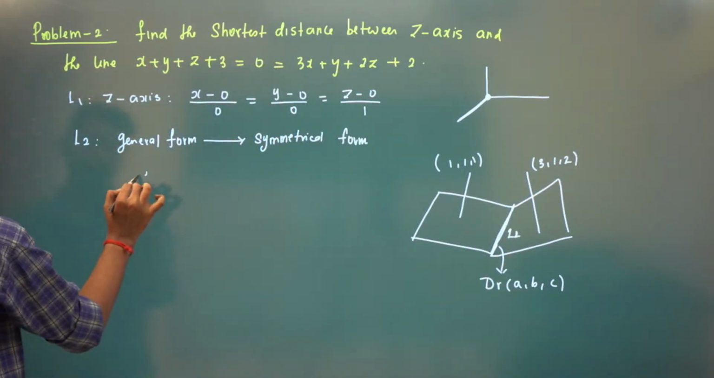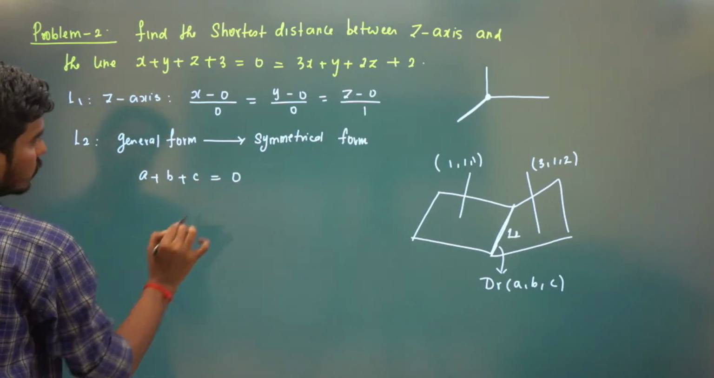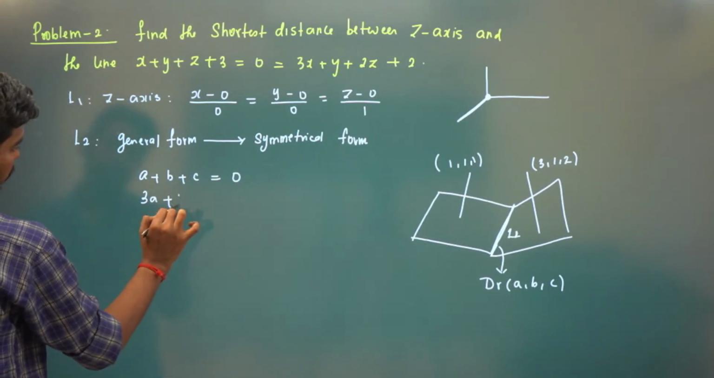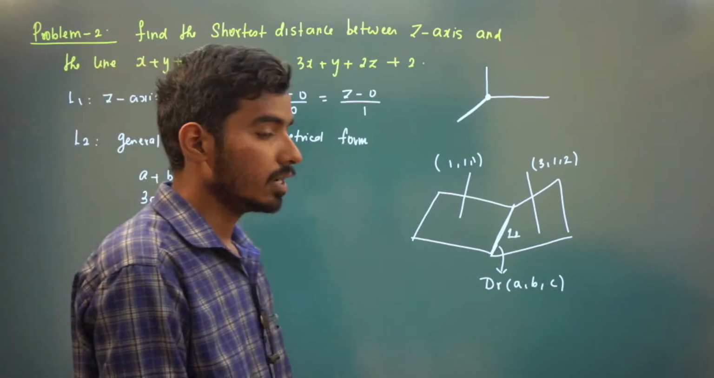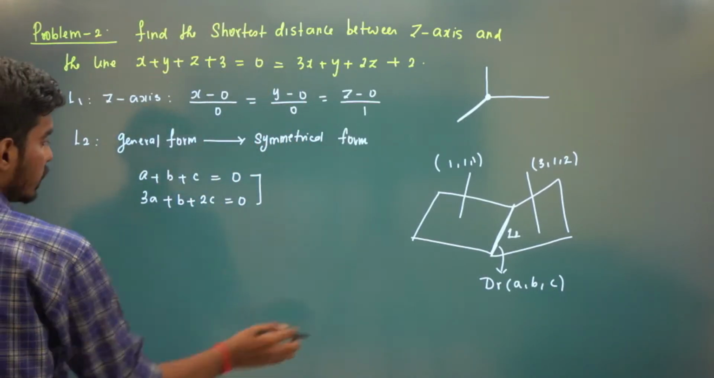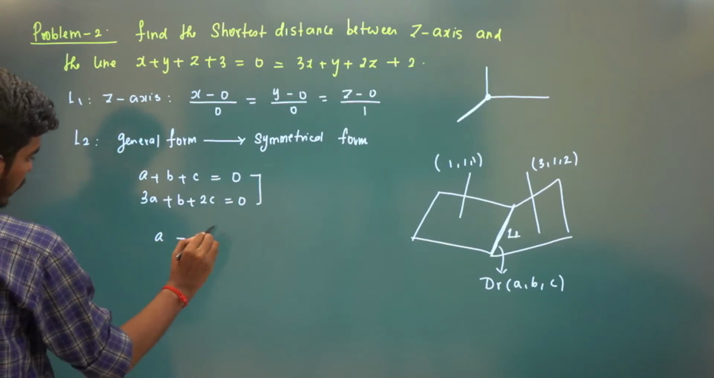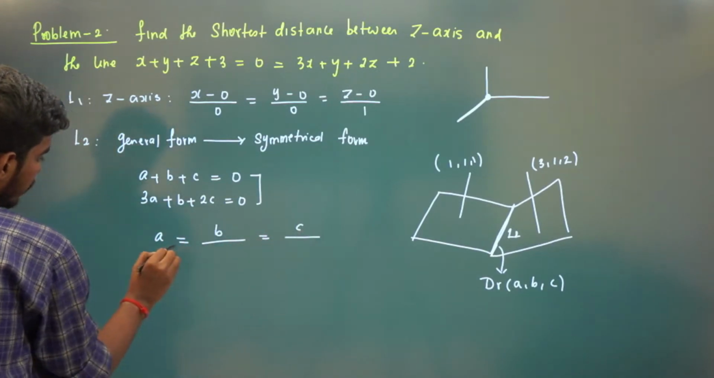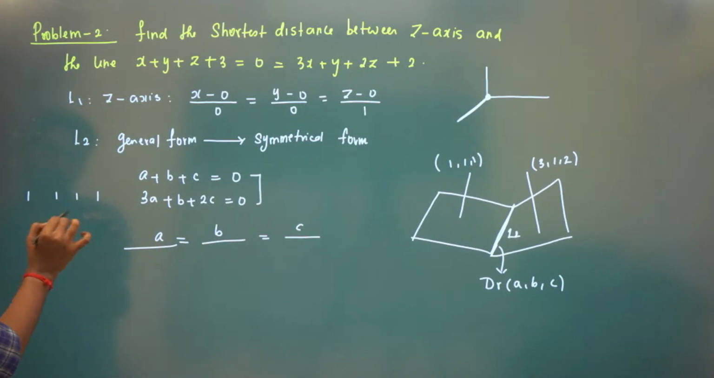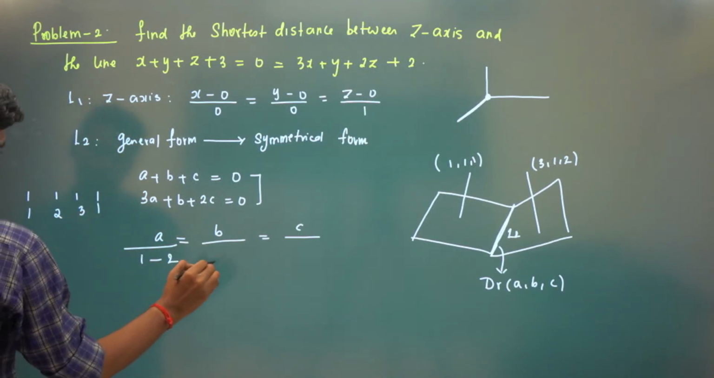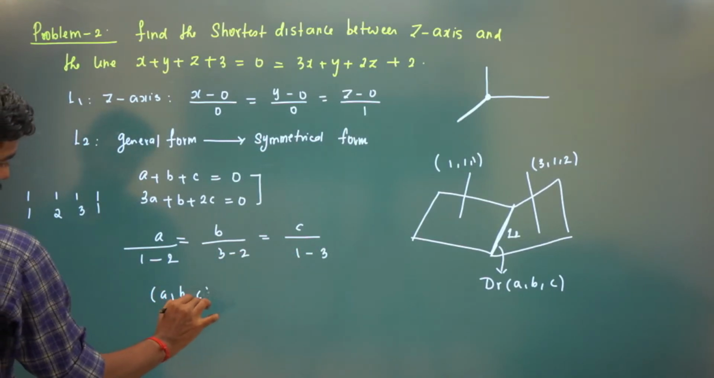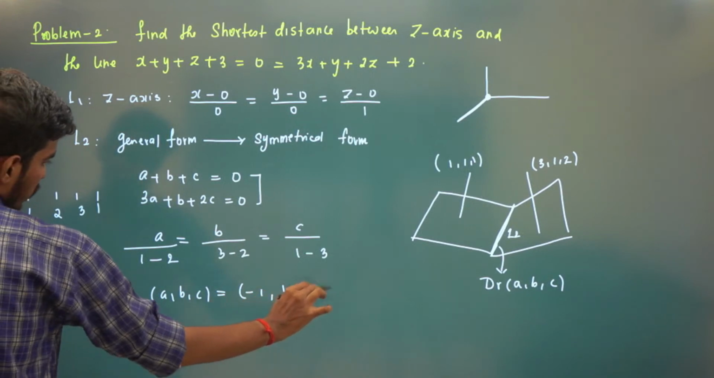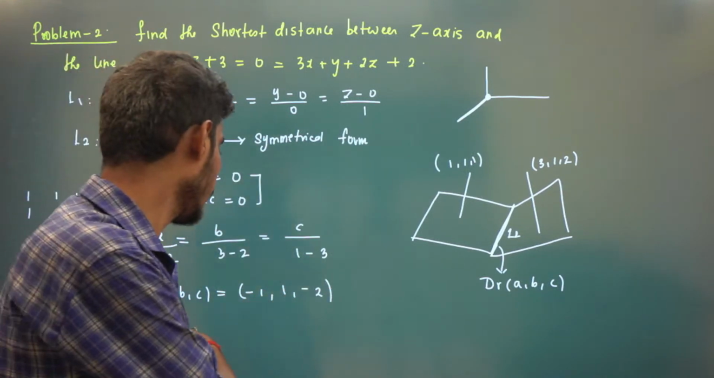So we have a plus b plus c is equal to 0, and 3a plus b plus 2c is equal to 0. Now solve for this, and you will get the direction ratio of L2. So a divided by, b divided by, c divided by, 1 minus 2, 3 minus 2, 1 minus 3. Therefore, the direction ratio a, b, c is minus 1, 1, minus 2.